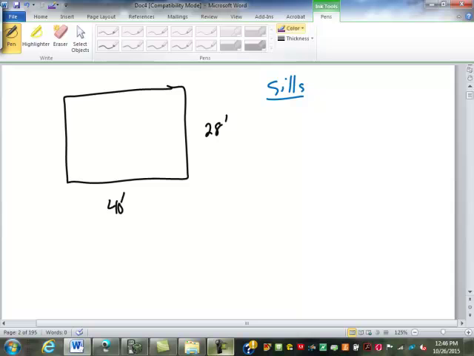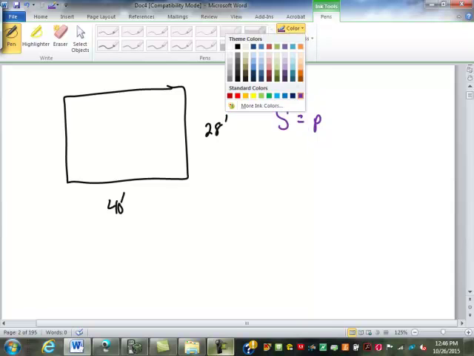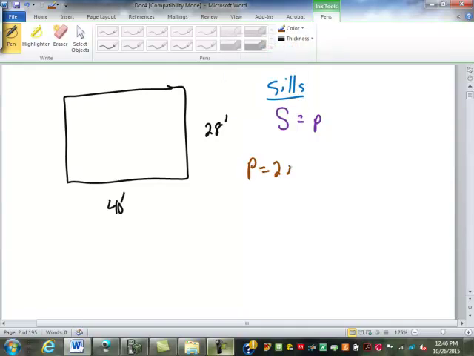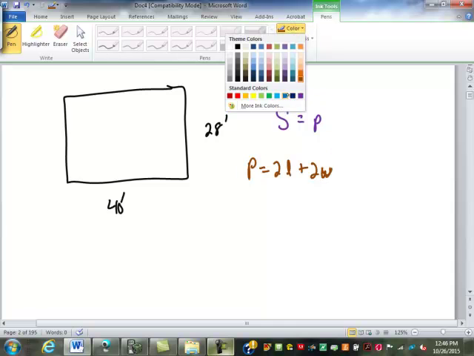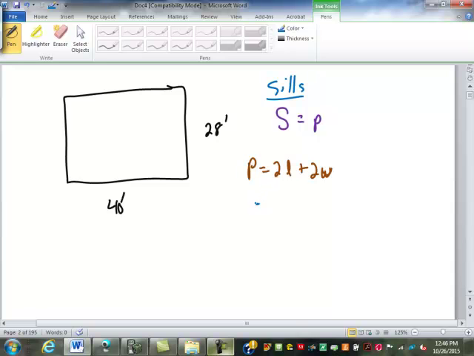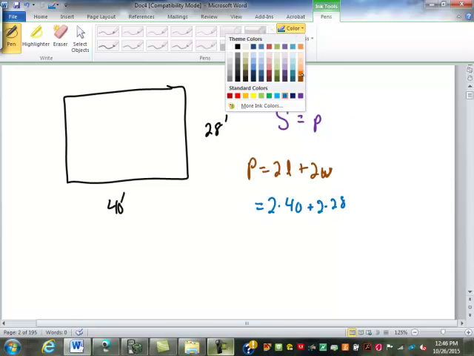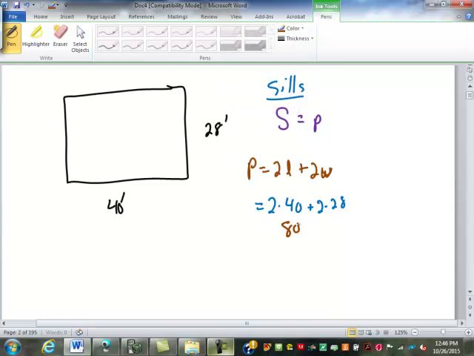So anyway, the amount of sills, and we're going to use S for the linear footage of sills, is just going to equal the perimeter of your building. And of course, perimeter is 2 times the length plus 2 times the width. So if I want to calculate the linear footage of sills needed for this building, it's just 2 times 40 plus 2 times 28. Otherwise known as 80 plus 56, or 136. So 136 feet of sills.